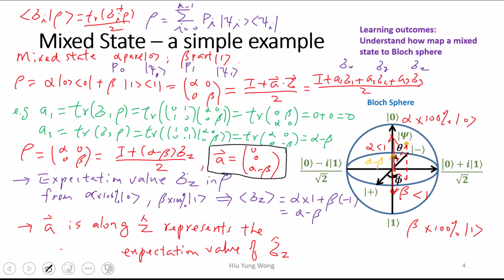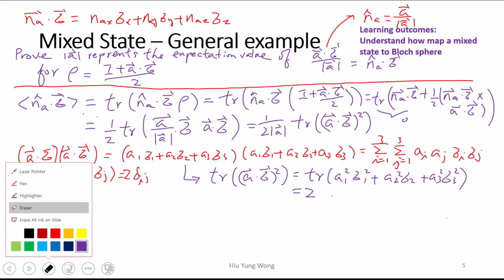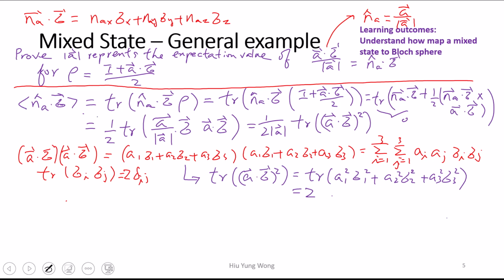Oh, right. I need to erase this one. This is 2. Yeah? So because of this, then I get what? A1 square plus A2 square plus A3 square, which is equal to 2 times the magnitude of A squared, right? Because the sum of their basis coefficient squares is equal to the length squared, right?